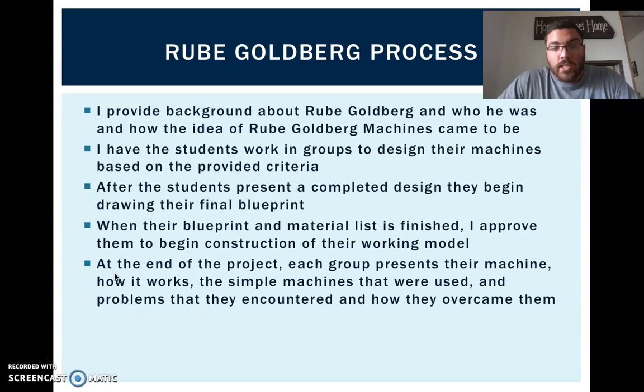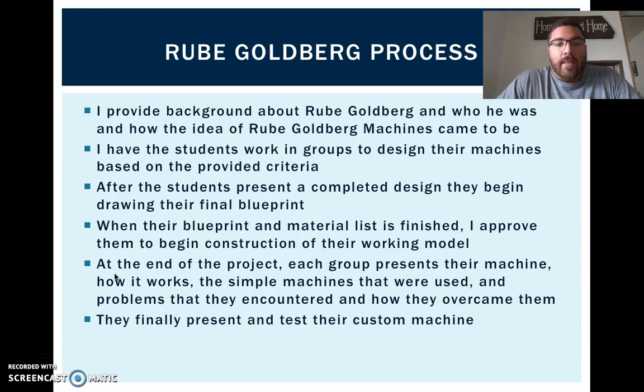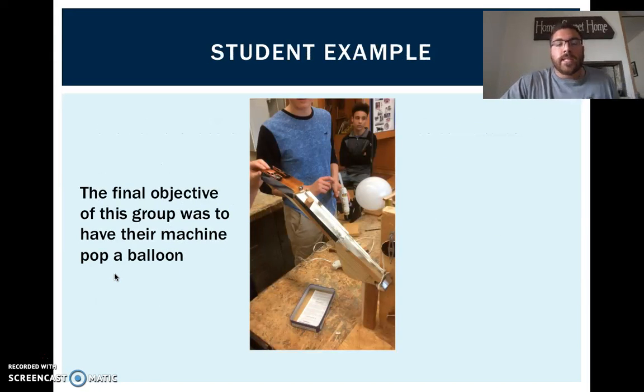At the end of the project, each group presents their machine, how it works, the simple machines that were used, and problems that they encountered and how they overcame them. And then finally, they present and test their custom machine. Here is an example of a machine that one of my student groups made, and the final objective for this group was to have their machine pop a balloon.